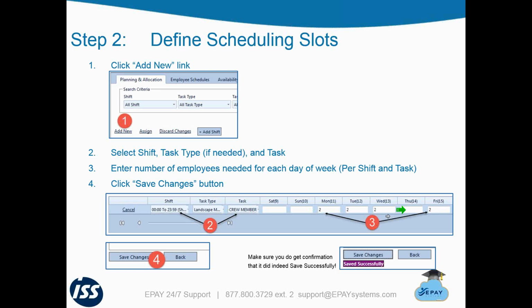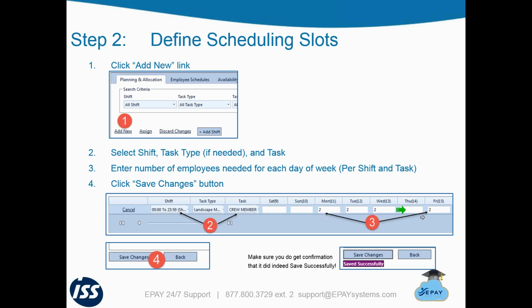So when we're actually defining scheduling slots, like I said, it's nothing more than telling the system I have this particular shift requiring this particular task, and how many employees do we need working that combination on what days of the week. Now, as you go through here, you have Saturday through Friday. It's only 1 week at a time.